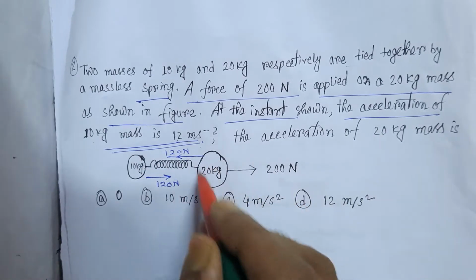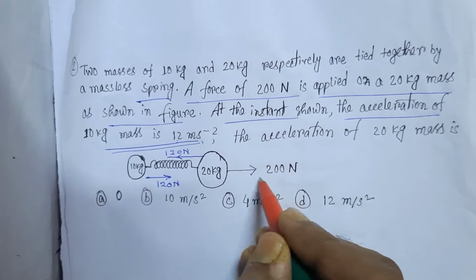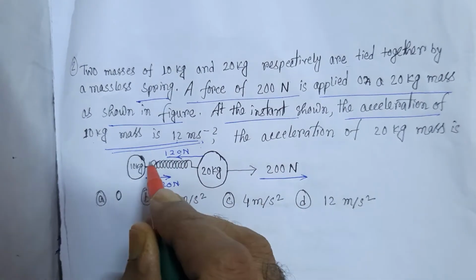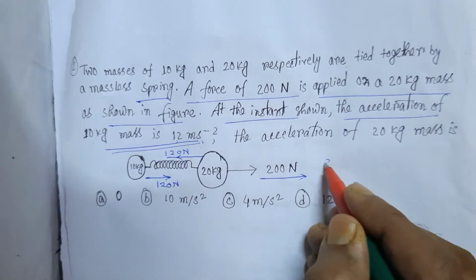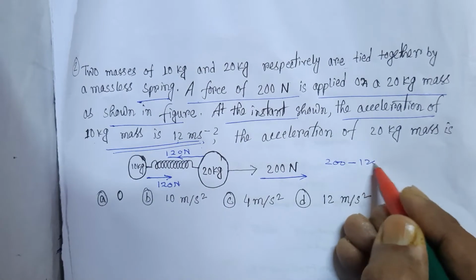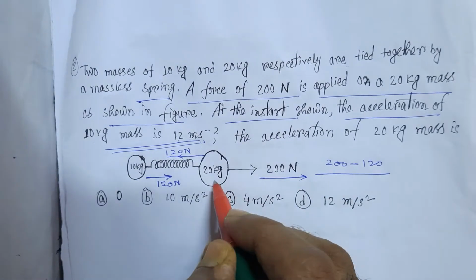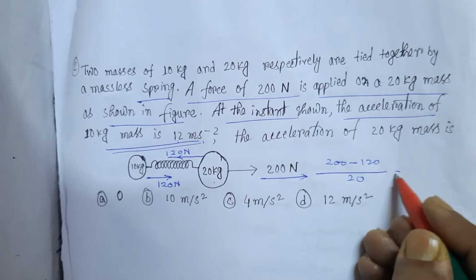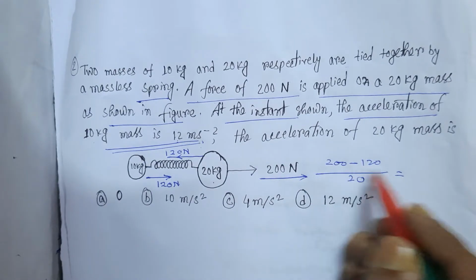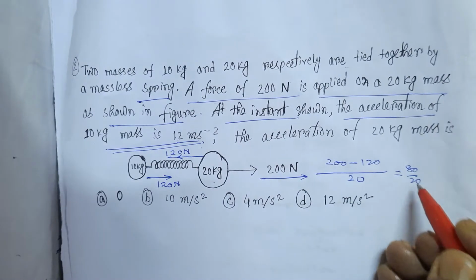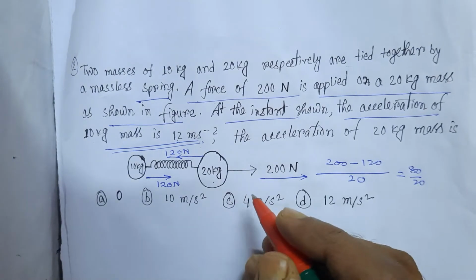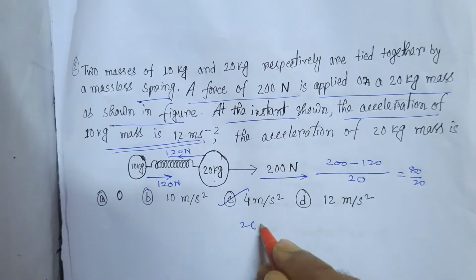Hence, the net force on the 20 kg mass, 200 Newton towards right and 120 Newton towards left. Hence the net force is 200 minus 120, and the acceleration is that divided by the mass of the body, that is 80 by 20, that is 4 meter per second square. Hence our correct option is C. So the correct choice of question number 2 is C.